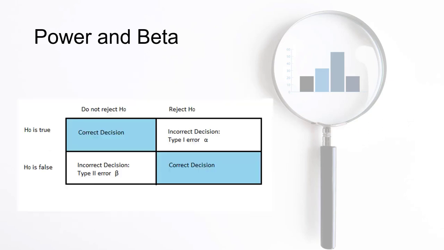Here's the relationship between power and beta. A type 1 error is the incorrect rejection of a true null hypothesis. Alpha is the size of the test. A type 2 error is where you don't reject a false null hypothesis. This is the beta. Beta is the probability that you won't reject the null hypothesis when it is false. So the statistical power is the complement of this probability, 1 minus beta.